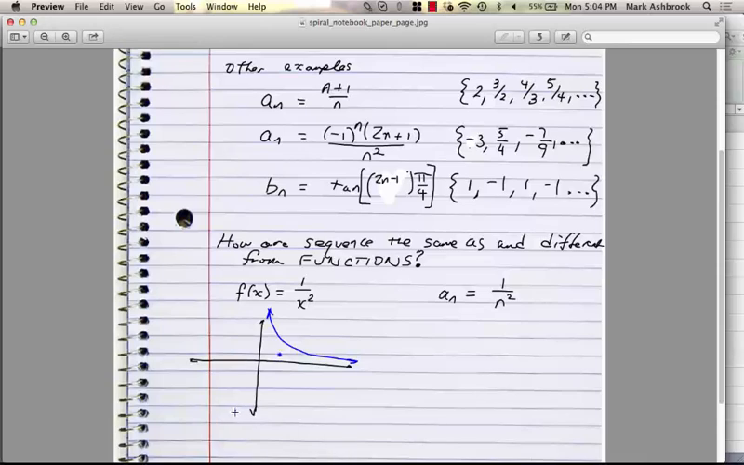No, positive. It's going to be positive, right? It's going to be positive because it's squared. So it's going to be a reflection across y. So that's 1 over x squared.